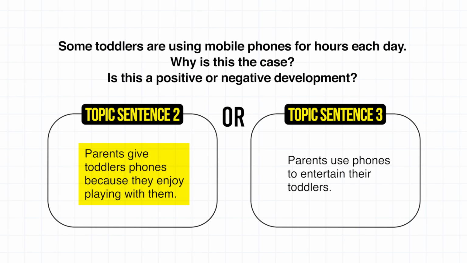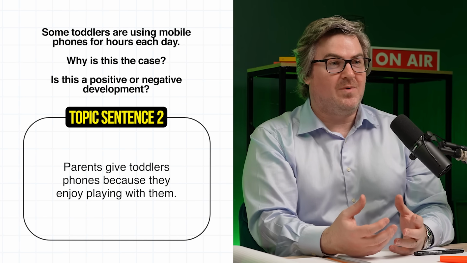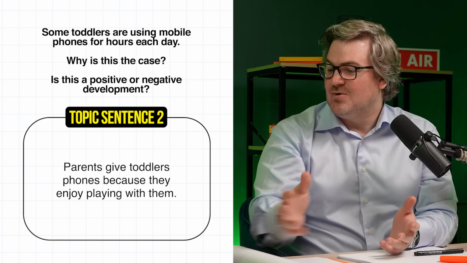Let's look at the difference between topic sentence number 2. Parents give toddlers phones because they enjoy playing with them. What's the difference between that sentence and that sentence? I feel like this is the closest to what we came up with, which was parents use the phones to keep their toddlers entertained. So the problem with topic sentence number 2 is this sentence is basically saying toddlers enjoy playing with mobile phones, therefore parents are like, oh, you enjoy doing this? Let's entertain you. That's not what the question is about, and that's not what our idea was about. Our idea was about parents use phones to keep them entertained, to keep them occupied.